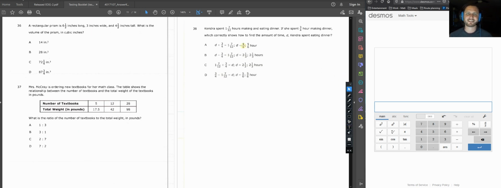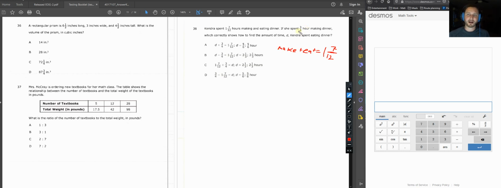For 38, Kendra spent 1 and 7/12 hours making and eating dinner. She spent 3/4 of an hour making dinner, and we need the equation that correctly shows how to find the amount of time she spent eating dinner. Okay, so we have a total, the grand total for making plus eating, which is 1 hour 7/12. So make plus eat equals 1 and 7/12.